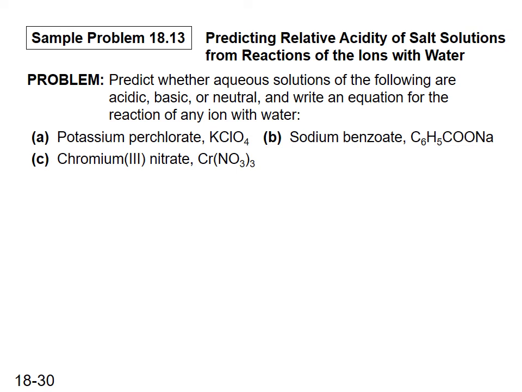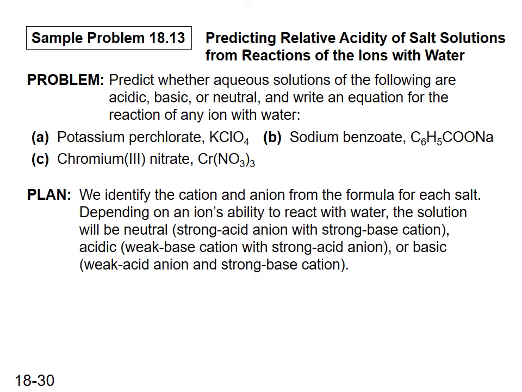Sample problem 18.13. Predict whether aqueous solutions of the following are acidic, basic, or neutral, and write an equation for the reaction of any ion with water. To predict whether a salt is acidic or basic, we need to look at its ions. We first identify the cation and the anion and see whether they come from a strong acid or strong base. If both are strong, then the salt is neutral.